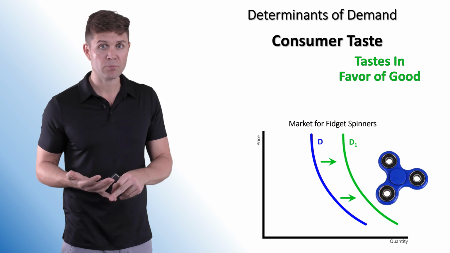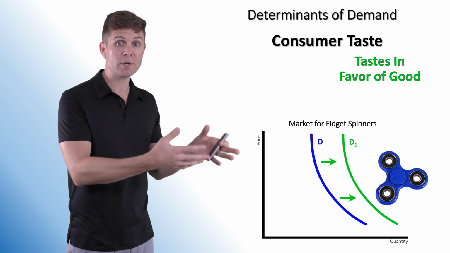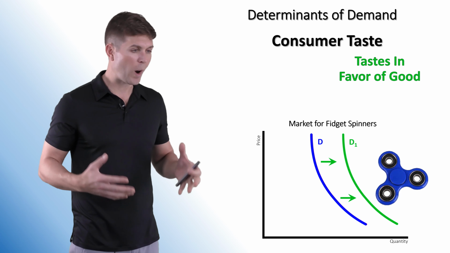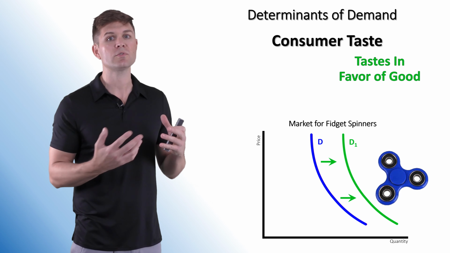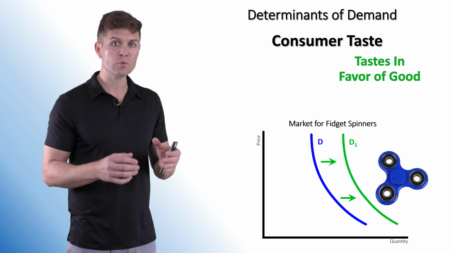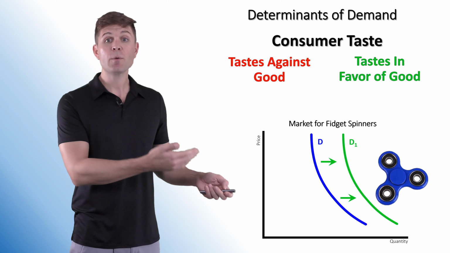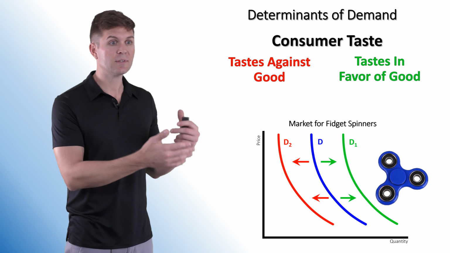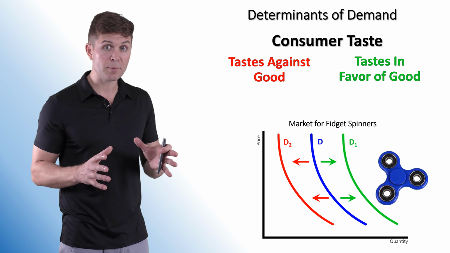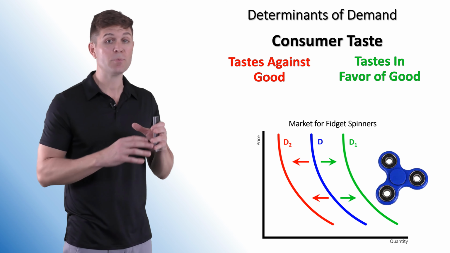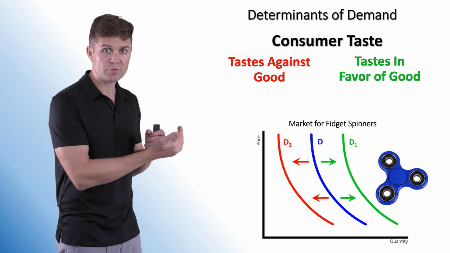Maybe an advertisement for the product, maybe a news story promoting or supporting the product. Maybe weather encouraged us to buy coats or something of that nature. But it was consumer taste going in favor of a product. Now, on the other hand, we can also shift to the left, taste against the good. As fidget spinners became less and less popular and people wanted them less, the demand curve shifted to the left.